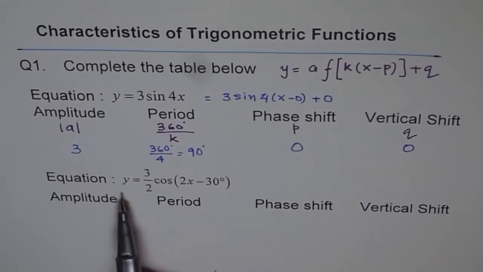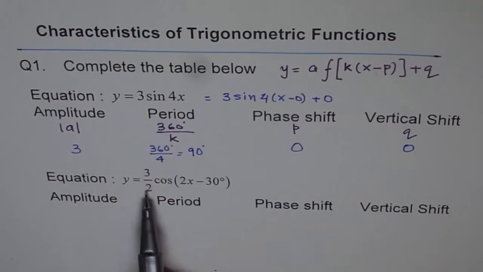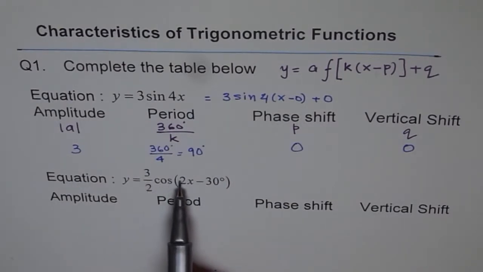Now look at the second equation. y equals 3 over 2 cos(2x minus 30). In this equation you'll find a difference, and that is the purpose of writing this equation here.